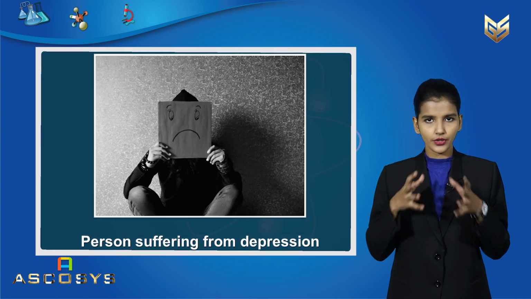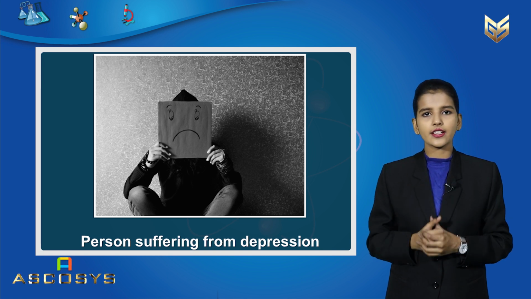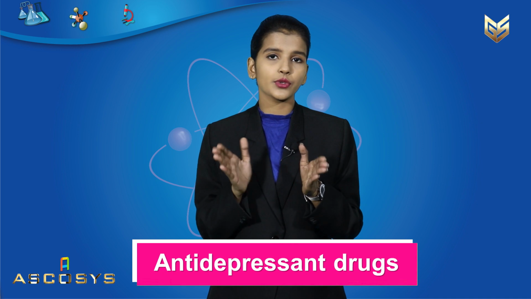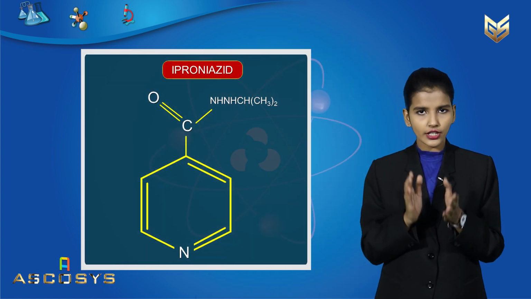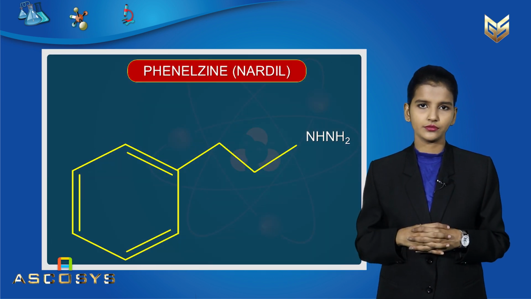Let's discuss tranquilizers in detail. Tranquilizers are the drugs that we need to take in conditions such as stress, mental illness, depression, etc. Tranquilizers are also known as antidepressant drugs. Some important examples of tranquilizers are phenelzine and iproniazid. You can see the structures of both these drugs on the screen.